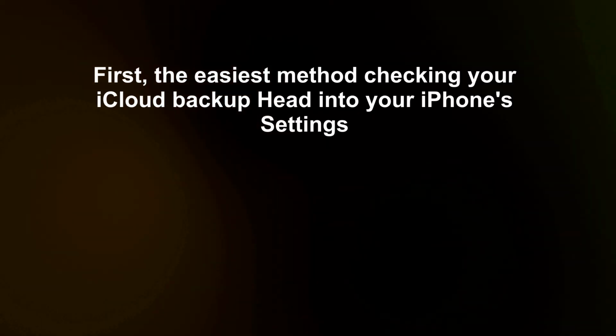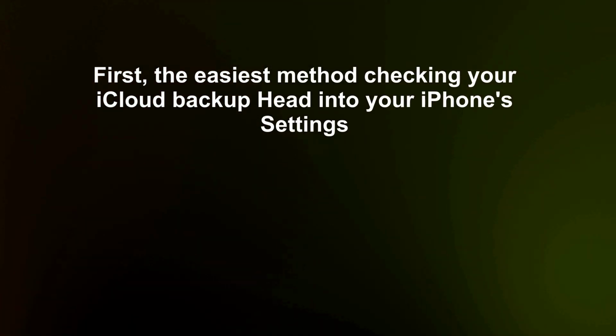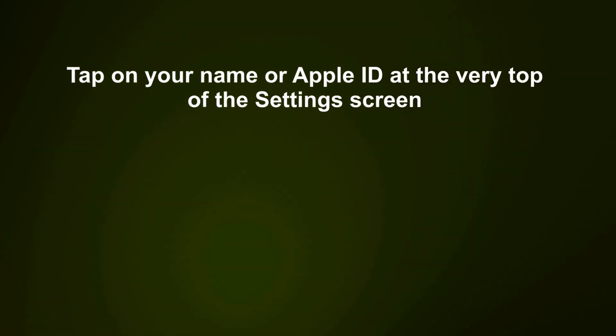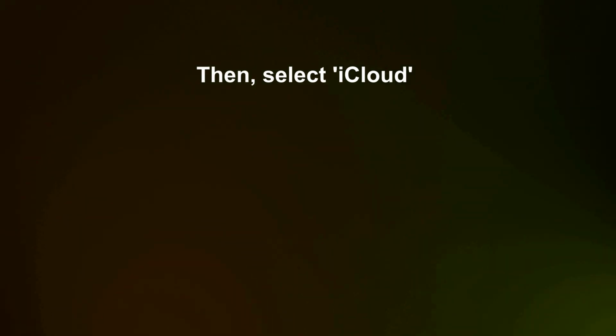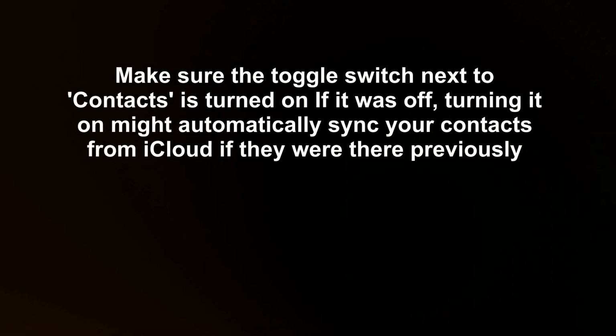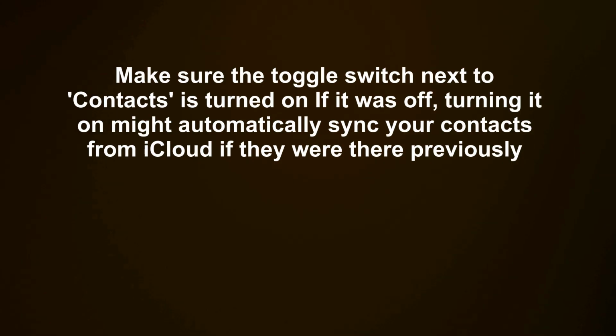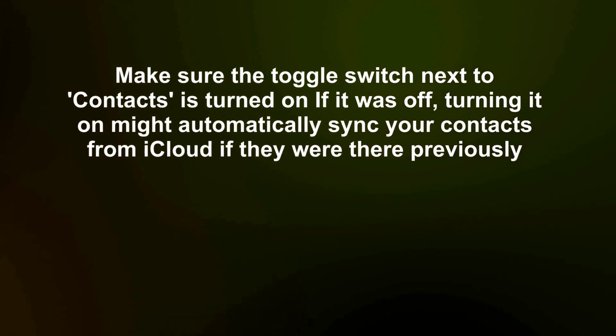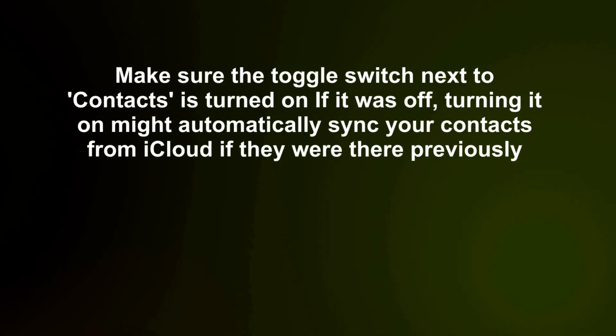First, the easiest method: checking your iCloud backup. Head into your iPhone settings. Tap on your name or Apple ID at the very top of the settings screen. Then, select iCloud. Under Apps using iCloud, tap Show All. Find and tap on Contacts. Make sure the toggle switch next to Contacts is turned on. If it was off, turning it on might automatically sync your contacts from iCloud if they were there previously.